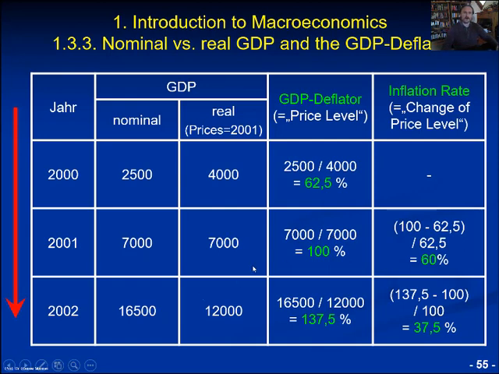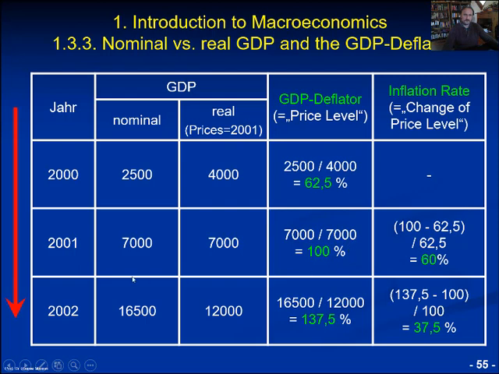Let's apply this formula now to our numerical example. Here again we have the table with the time series for nominal GDP and real GDP. In this column we measure the GDP deflator. So we take the value of nominal GDP in the year 2000 and divide this value over the value of real GDP in the year 2000. The result is an index number with the value expressed in percentage terms of 62.5%.